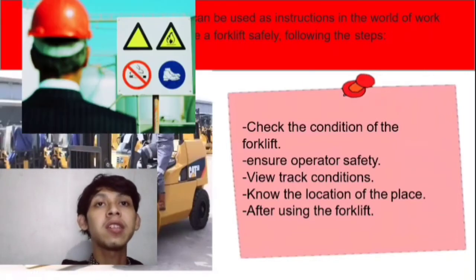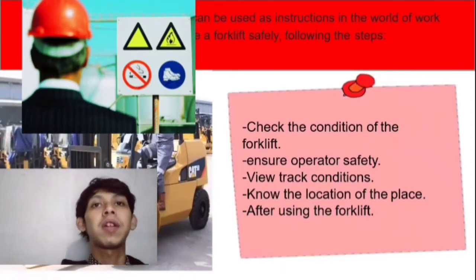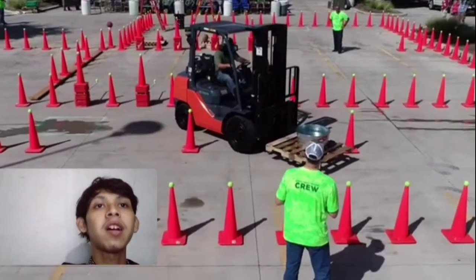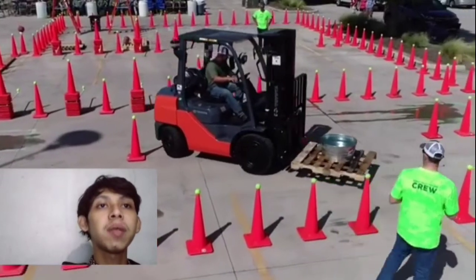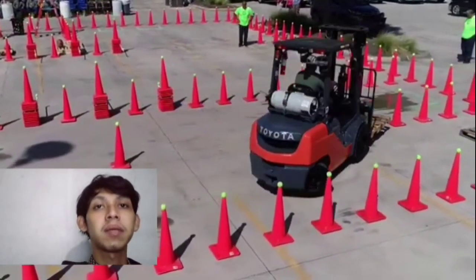The second stage is to make sure the operator has worn safety equipment, such as a helmet and gloves, to prevent injury. And the third stage is to make sure the track and distance of the forklift are suitable and free of obstacles to avoid collision.